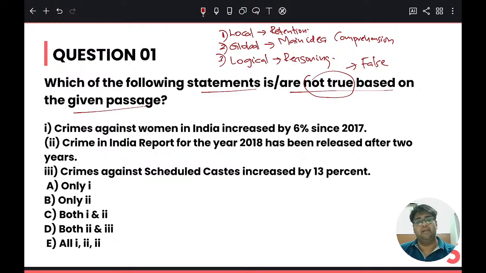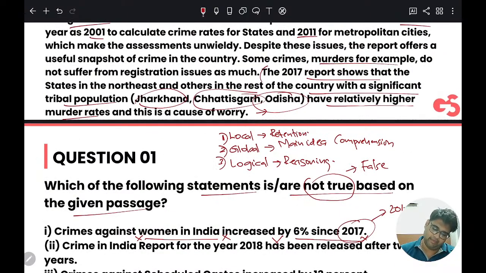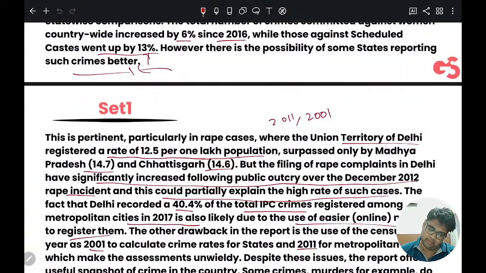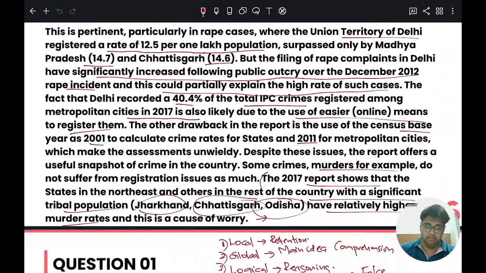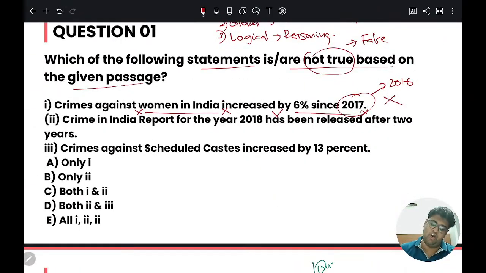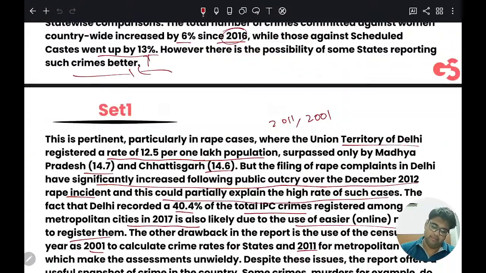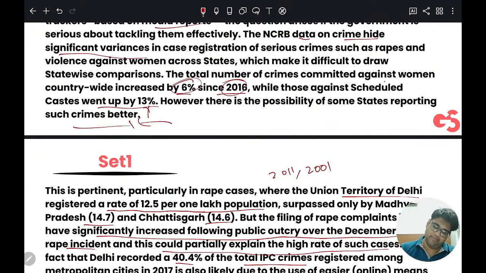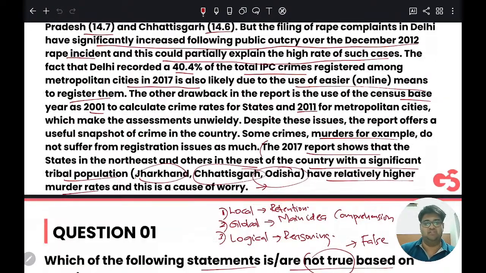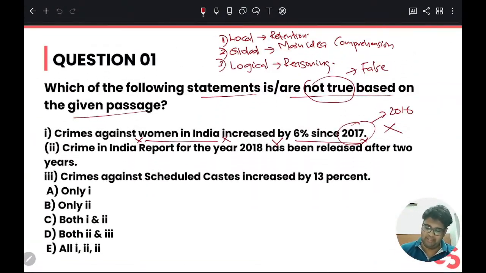First thing, crime rate in India increased by 6% since 2017, crime against women. Okay, but the problem is 2017 was not the year. If my memory serves me right, it was reported as 2016. So one is definitely wrong. I know this is a wrong year. The 6% is okay, crime against women increased, okay, but the year is wrong. See, they put the trap on the year. So this one is eliminated.